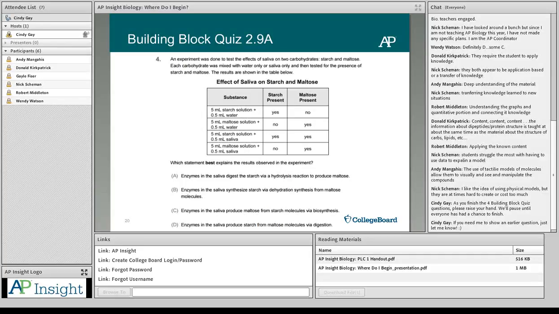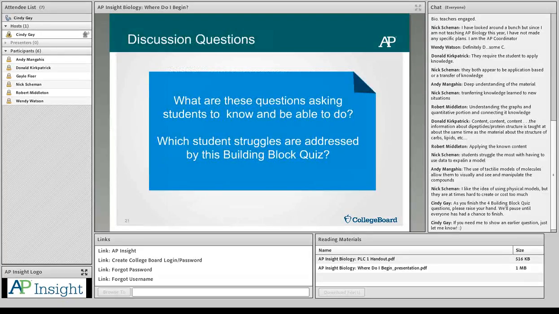And so if we think about this, you took those questions through the lens of a student. What are these questions asking students to know and be able to do? And which student struggles are addressed by this building block quiz?